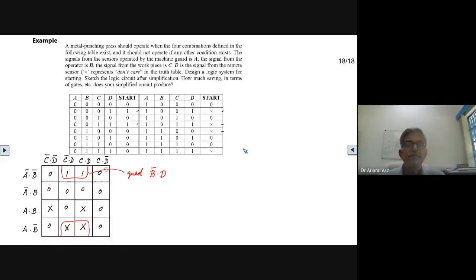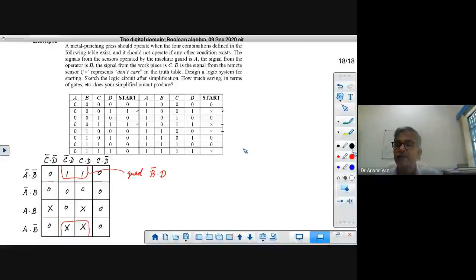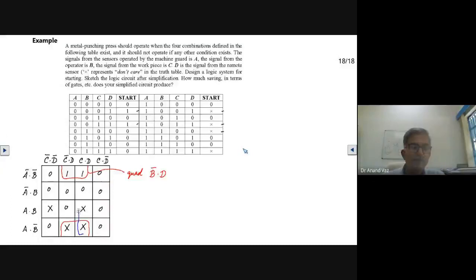The next is, can we identify any more pairs or quads? Yes, we can. We can identify one more pair over here. One more pair is visible. That is here, a possibility of a pair. Now, is it necessary to include this pair? It is not, because it's a don't care bit. It doesn't matter whether you provide this input or not, which results in this don't care bit.